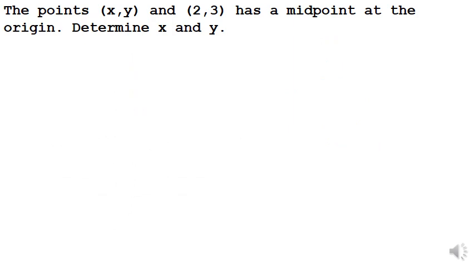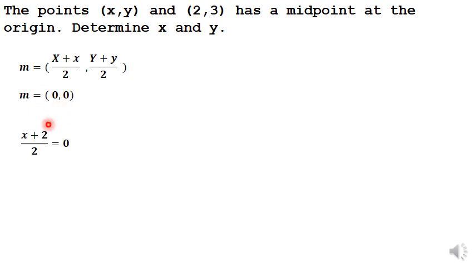Okay, the points (x, y) and (2, 3) have a midpoint at the origin. Determine the x and the y. Our midpoint formula says that it is the average of the x's and the average of the y's. The midpoint is located at the origin, meaning its x is 0 and y is 0. So the average of x and 2 is 0, because the midpoint is at the origin. So we can determine that x is negative 2. Now, the average of the y's: we have y here is 3 and the other y here is y. So the average of y and 3 is equal to 0. Then we can determine y is equal to negative 3.